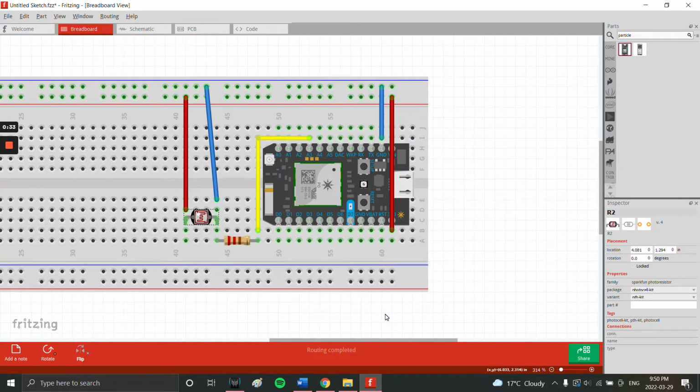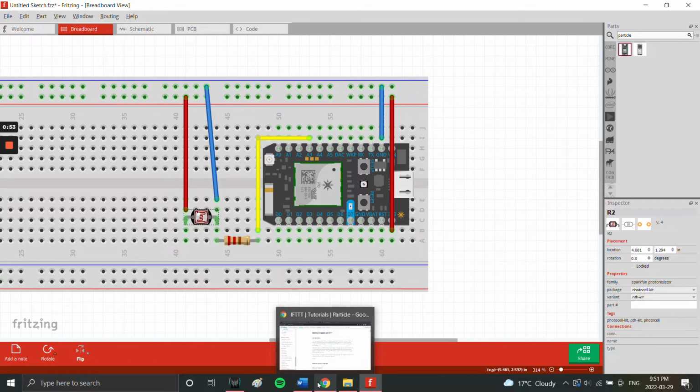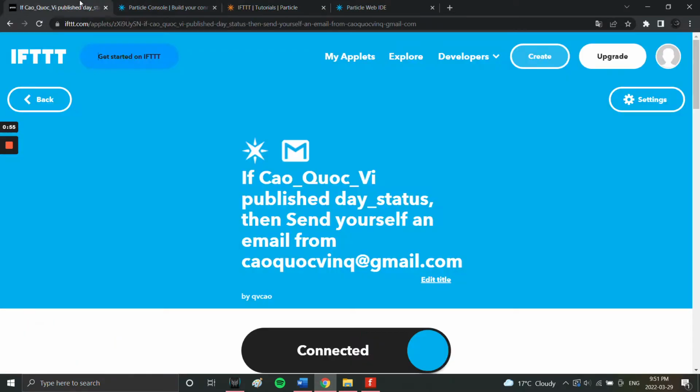So my system includes a photocell, a resistor and a Particle Argon. This photocell receives the value of luminance and sends it to the Particle Argon. And let's look at the code.